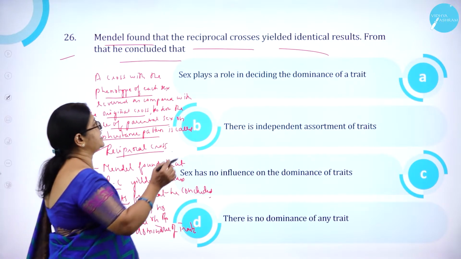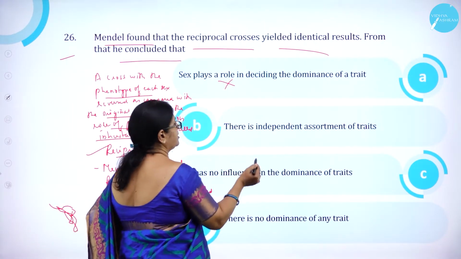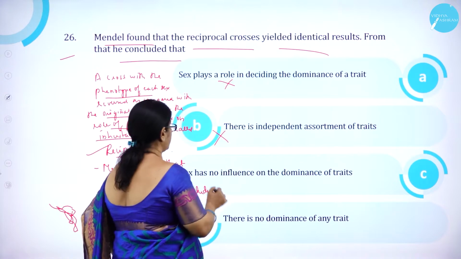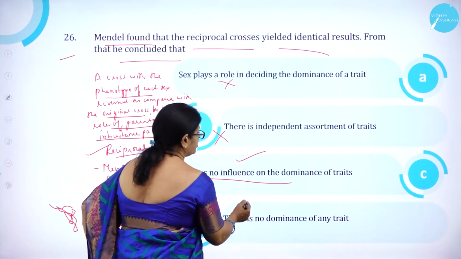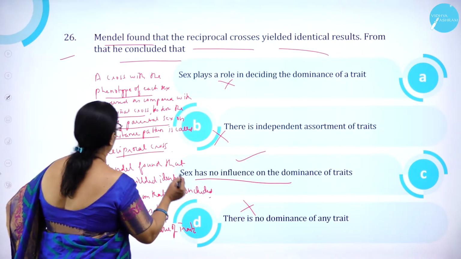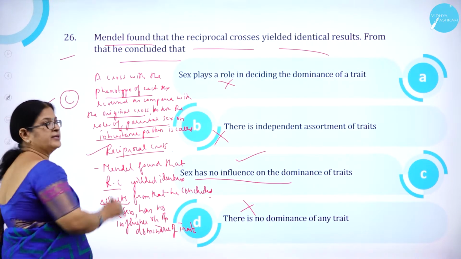So option A, sex plays a role in deciding the dominance, is wrong. There is independent assortment, wrong. Sex has no influence on the dominance of traits is correct. There is no dominance of trait is wrong. So option C is correct.